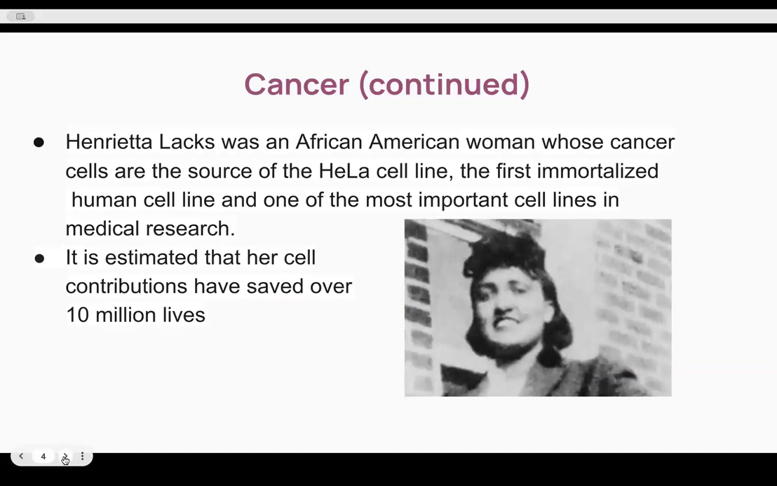So, this is just a slide I like to put in here as an interesting fact. Henrietta Lacks was an African American woman whose cancer cells are the source of the HeLa cell line. If you've never heard of the HeLa cell line, it's a pretty interesting story, and I encourage everybody to look it up, because this poor woman died of cancer and we are still using her cells today. This was the first immortalized human cell line, and it's one of the most important cell lines in medical research. It's estimated that her cell contributions have saved over 10 million lives. That's a lot of people.